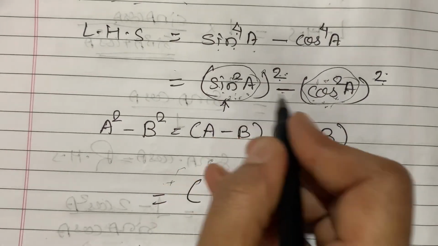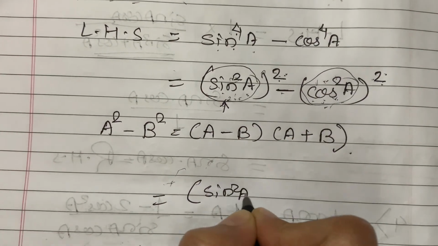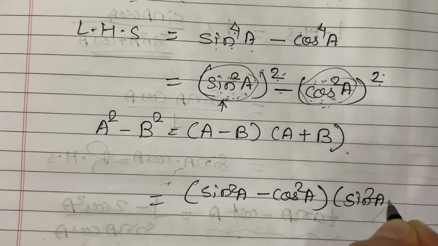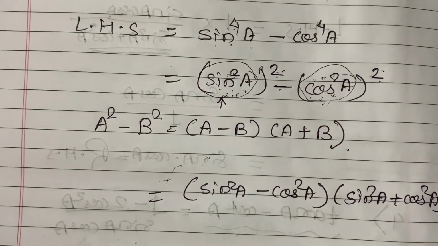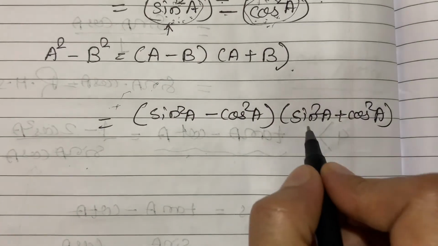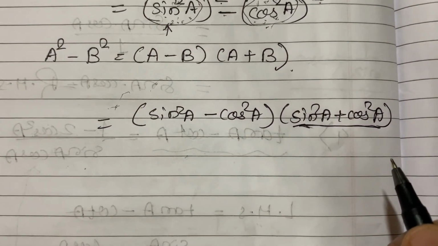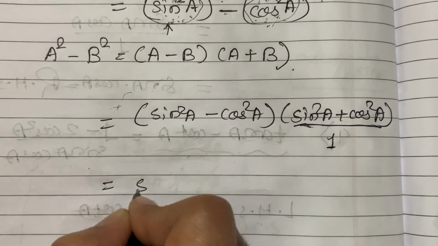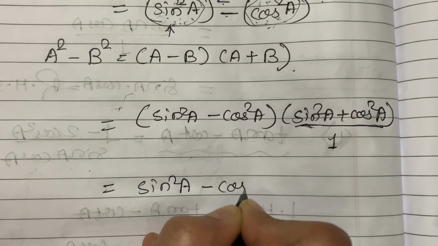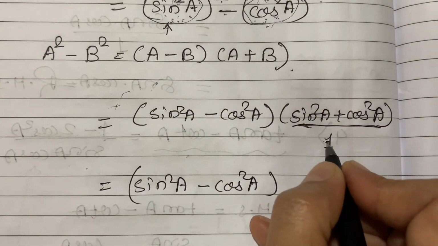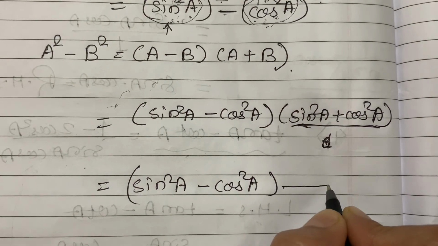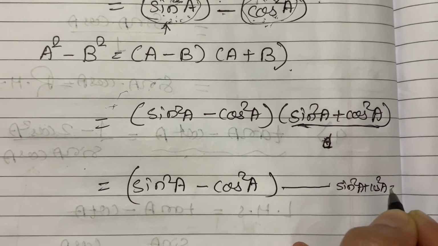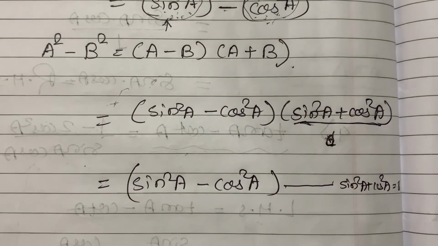It is a minus b, meaning sin square a minus cos square a, into sin square a plus cos square a. Okay, yes, we know that sin square a plus cos square a is nothing but equal to 1. So here it is sin square a minus cos square a, because this is 1. You can give the reason here as sin square a plus cos square a is equal to 1. Okay, you can give the reason.